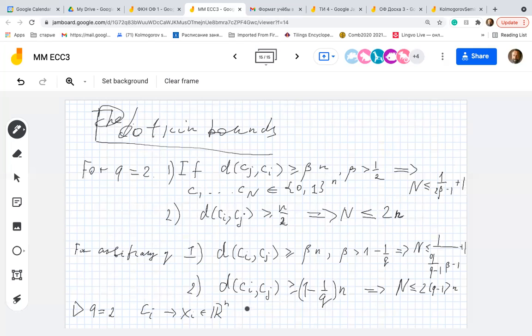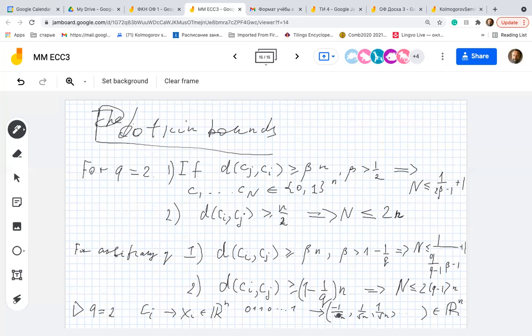So the replacement is as follows. For example, each letter is replaced either by plus 1 over square root of n, or by minus 1 over square root of n, depending on whether it is 0 or 1. So we obtain some vector in R to the n. First of all, it is easy to see that the length of such a vector is exactly 1. We have divided by square root of n to obtain a vector of length 1.